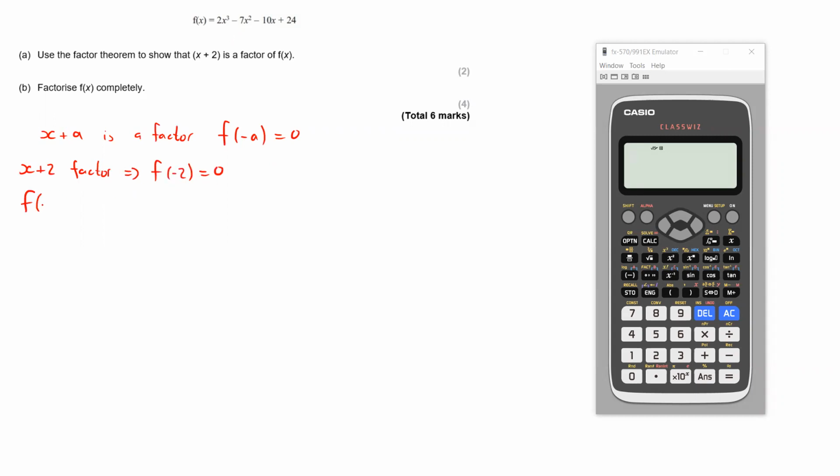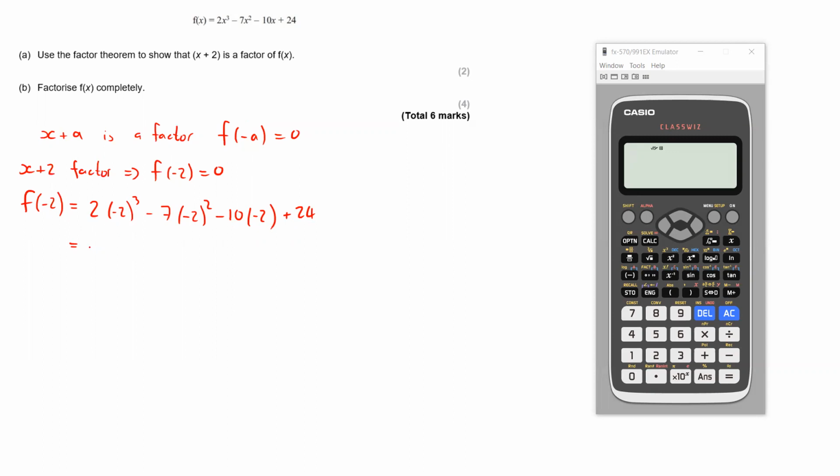So f of minus 2 is equal to 2 times minus 2 cubed minus 7 times minus 2 squared minus 10 times minus 2 plus 24, and I just want to work that out. A lot of this, I'll just skip to this line here. Minus 2 cubed is minus 8, so minus 8 times 2 is minus 16. Minus 2 squared is 4, so this is going to be minus 28. This is then a plus 20, and then this is a 24. So I've got a 44.